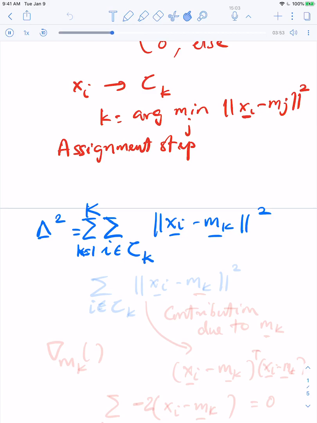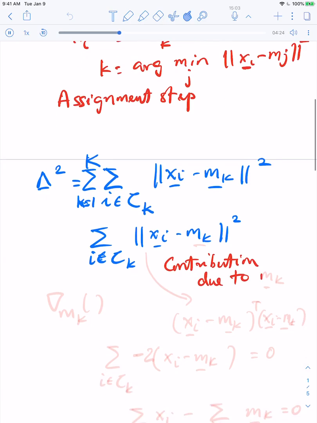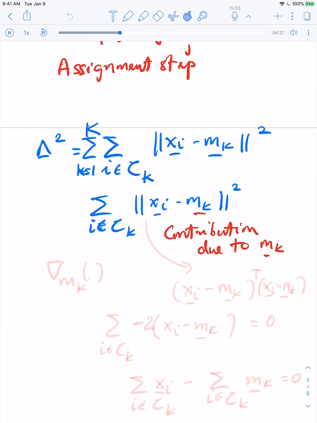And this is a quadratic in mk, and when I'm optimizing over mk, what is the relevant part? The sum over i in ck of xi minus mk squared. This is the contribution to the cost function due to the kth cluster center. So this is what I have to optimize. The contributions are additive, and so I can just optimize them separately over mk.